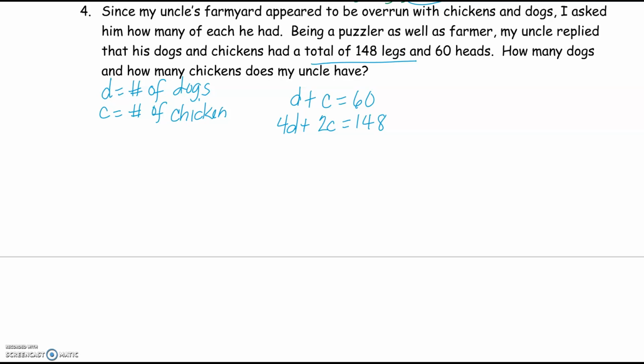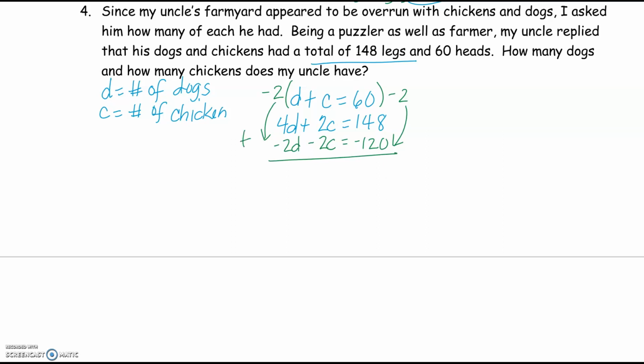So I'm going to take the first equation, D plus C, and I'm going to multiply that by -2. Why? Because when I look at the system, right now I don't have the same coefficient or opposite signs for either the D or C, but if I multiply the first one by -2, my C's will become same coefficient and opposite signs. I'm just going to write it below. So -2 times D is -2D, -2 times C is -2C, equals -2 times 60 is -120.